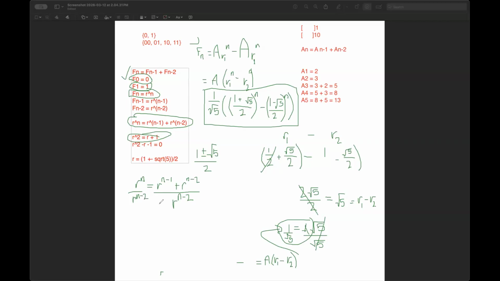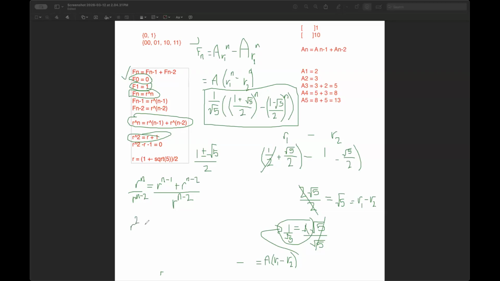If I say n is 10, then what I'm really saying on this side over here is r to the 10 divided by r to the 8, right? And that's going to give me r squared. Or I could say r to the 30 divided by r to the 28, and that's still going to give me r squared. It doesn't matter what n is, it's always going to equal r squared once I simplify.